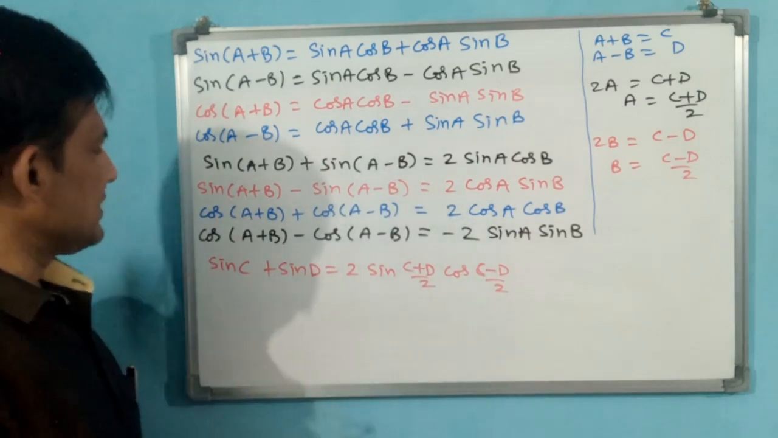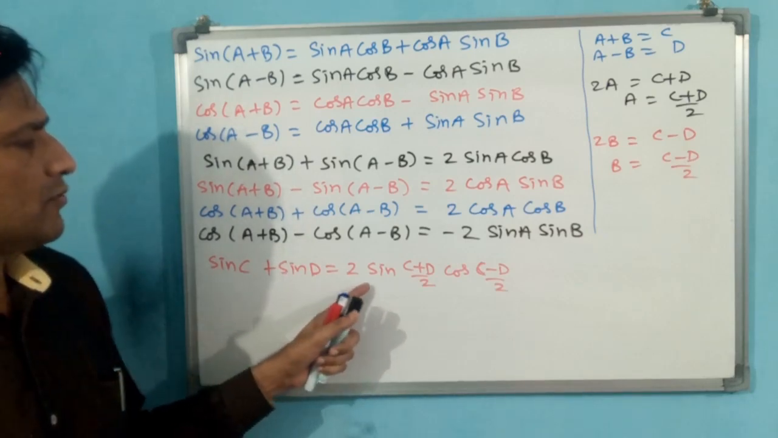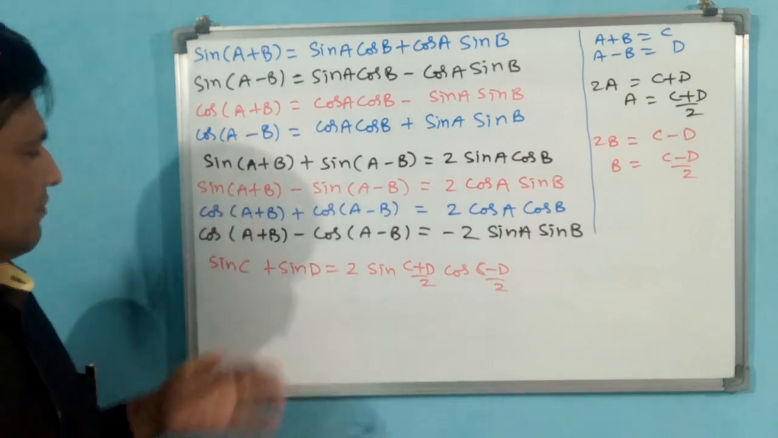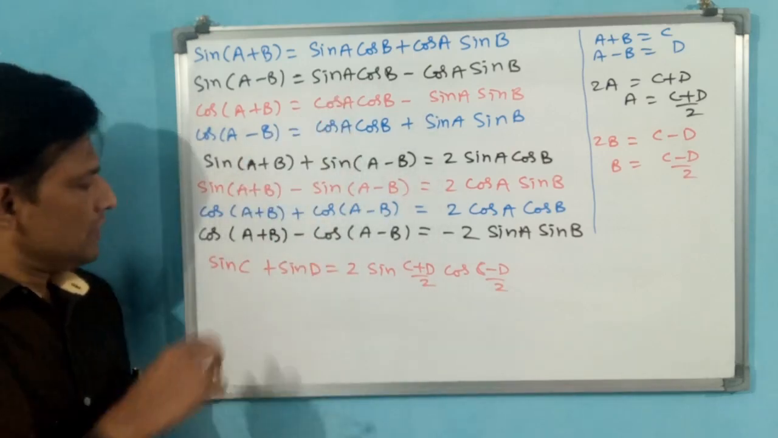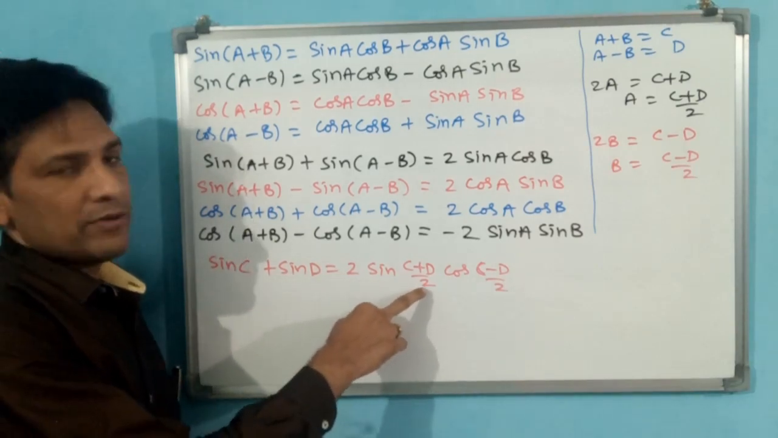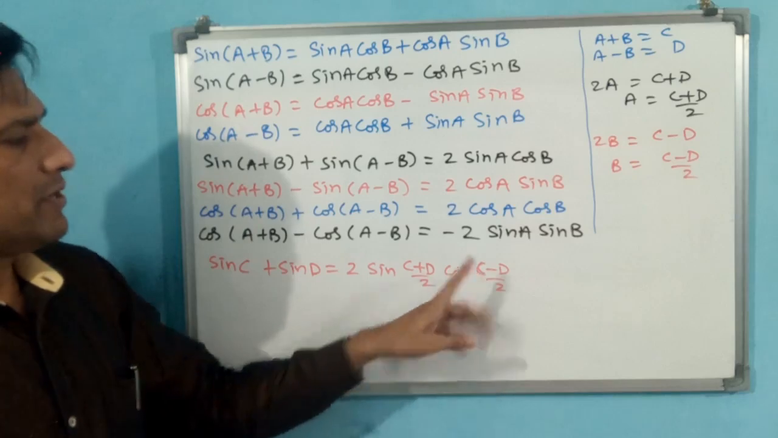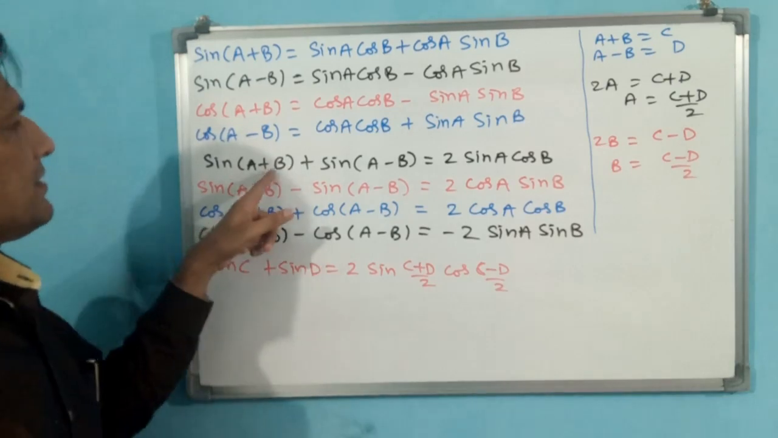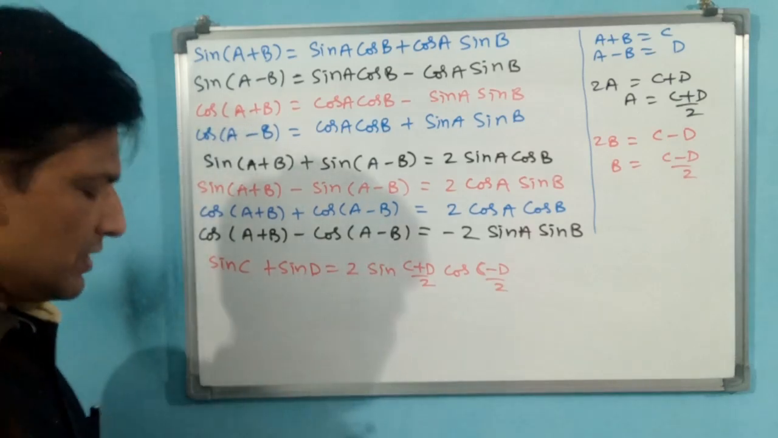Now let us go for the remaining. Sin c plus sin d is equal to 2 sin (c plus d) by 2 cos (c minus d) by 2. The logic is: c means a plus b, d means a minus b. Sin of a plus b plus sin of a minus b is equal to 2 sin a cos b. Here a means (c plus d) by 2, b means (c minus d) by 2. By seeing this, you can write it.